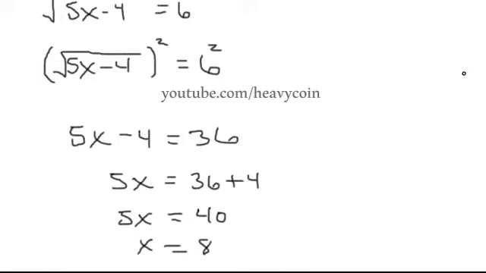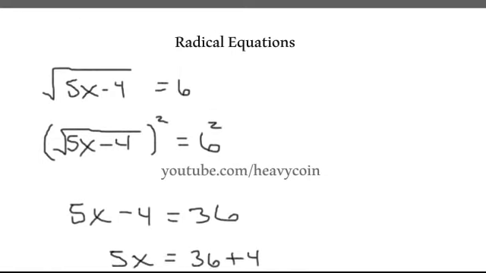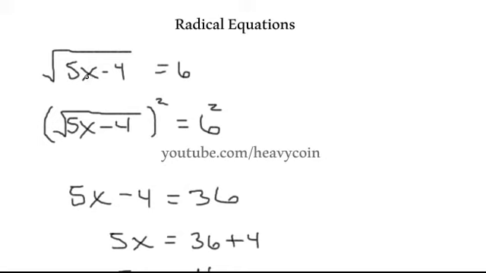And of course, you go back up here and you plug 8 in. 8 times 5 is 40. 40 minus 4 is 36, and the square root of 36 is 6. So that'd be the way to check that.